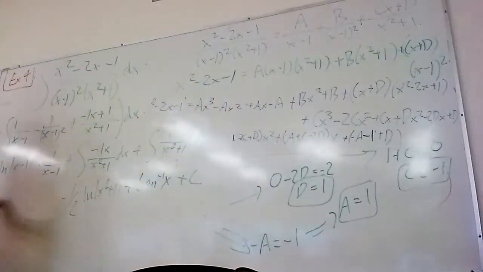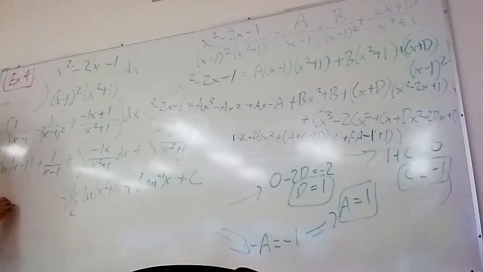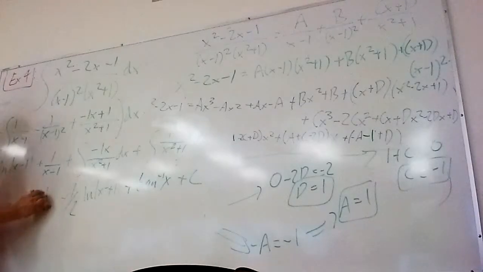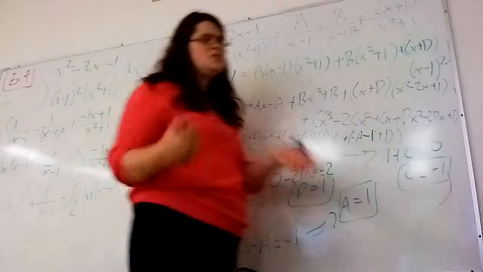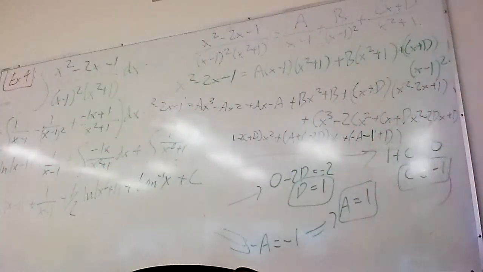So the final answer here will be ln absolute value of x minus 1 plus 1 over x minus 1 minus a half ln absolute value of x squared plus 1 plus tan inverse of x plus c. So that's what the solution to this sort of problem looks like.